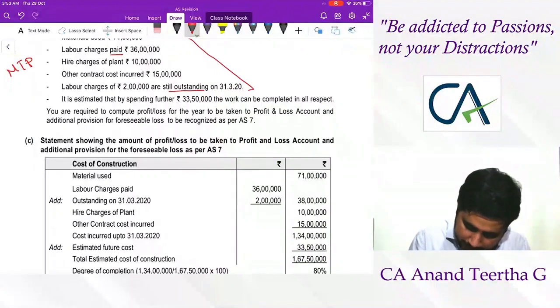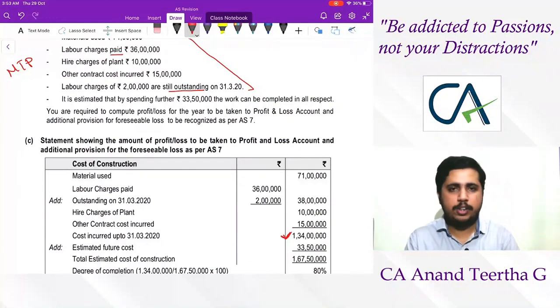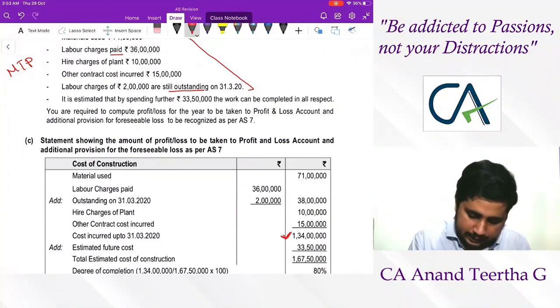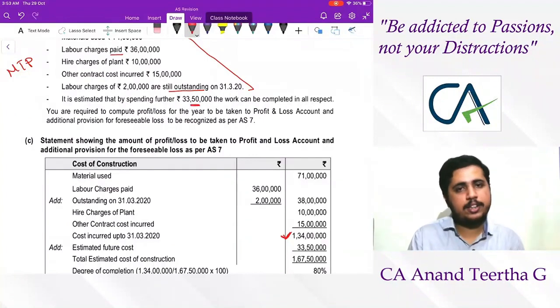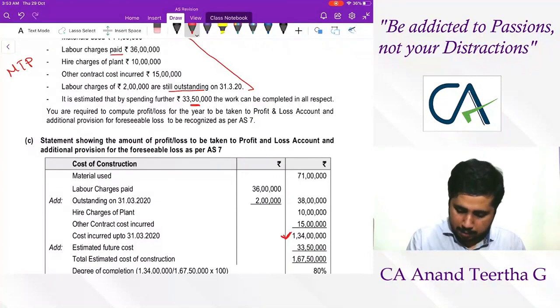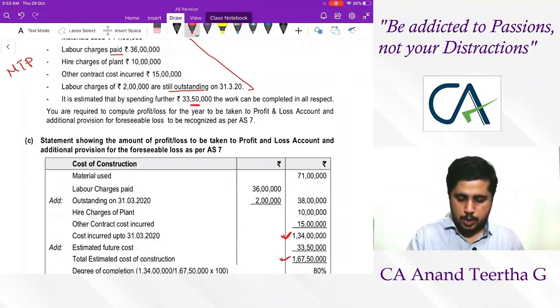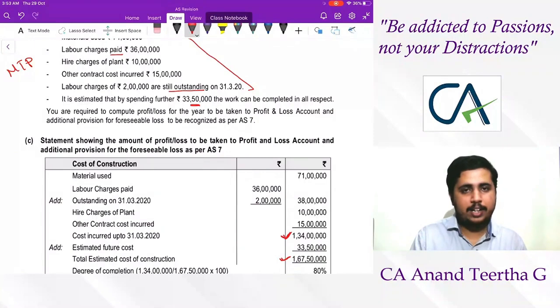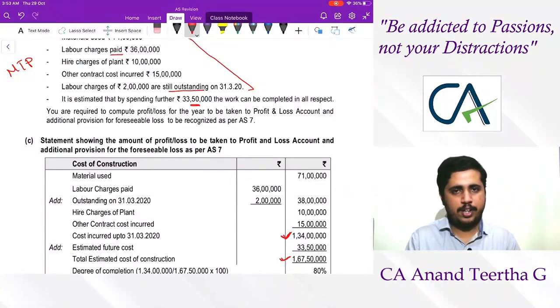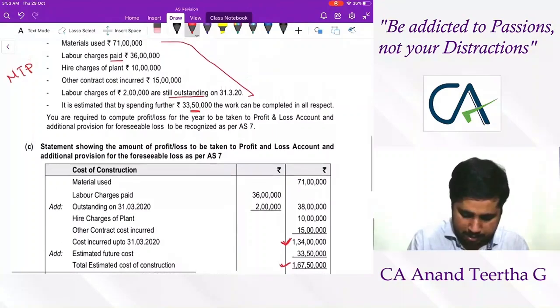I will consider that itself, which is 1 crore 34 lakh. It is the addition of all these elements. Then they said 33 lakh 50,000 further cost. If you add, you are going to get your contract done. So that will be added. You get 1 crore 67 lakh 50,000 as the total contract cost. So if you do 1 crore 34 lakh divided by 1 crore 67 lakh 50, you will get the stage of completion, 80%.